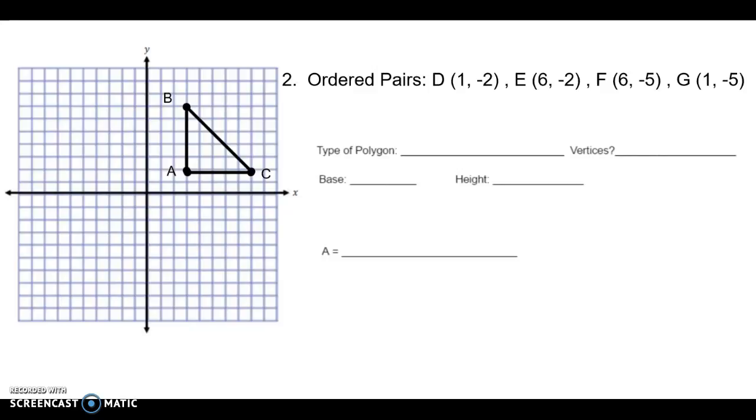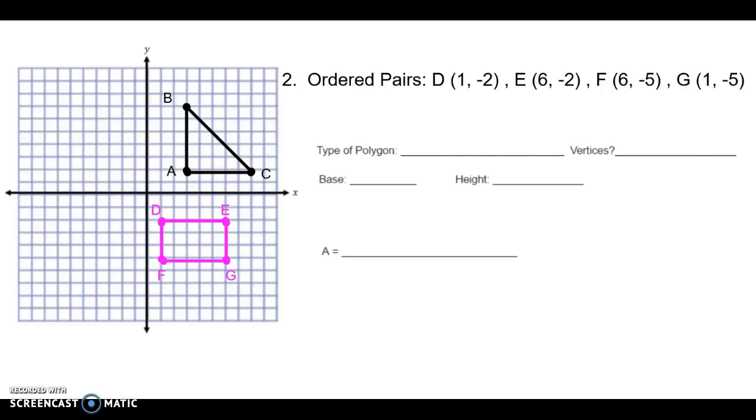So the ordered pairs are listed above for point D, point E, point F, and point G. Miss Peak, if you could go ahead and pause me, I want the students to try to go through and graph those ordered pairs on our coordinate plane.